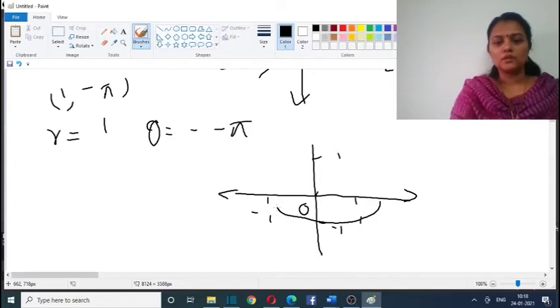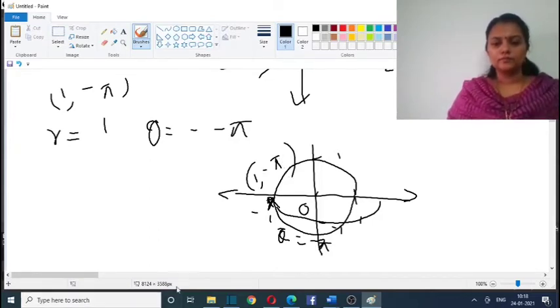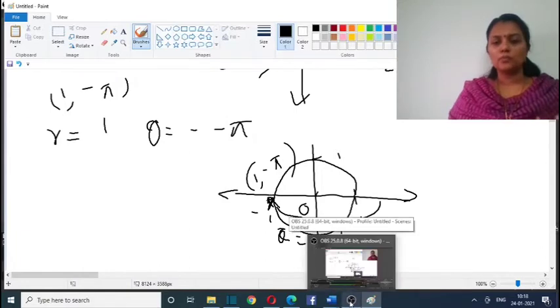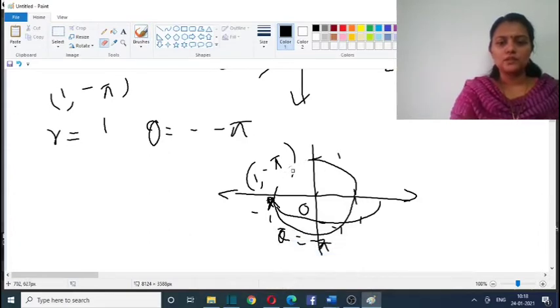So this is the point with theta equal to minus pi and r equal to 1. If we draw a radius, this will be the point (1, minus pi). How to draw only the point: no need to draw the full circle. I just drew it to show how to find the radial component. This is the point (1, minus pi).